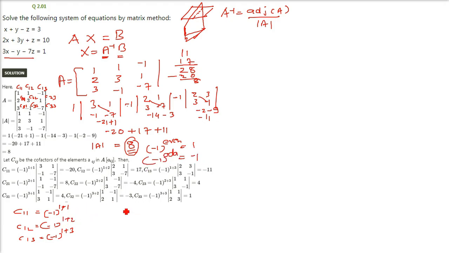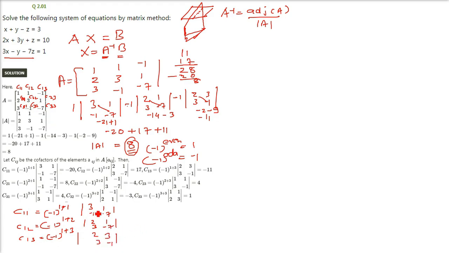So this will be, see, C11 is what we have already found just now. For C11, this row and this column you have to leave. You get 3, 1, negative 1, negative 7. Similarly, C12, you'll get 2, 3, 1, minus 7, which we already did while we were finding out the determinant. So 2, 3, 1, minus 7. Then C13, first row, third column you have to leave, and write all the other values. So you'll get 2, 3, 3, minus 1.